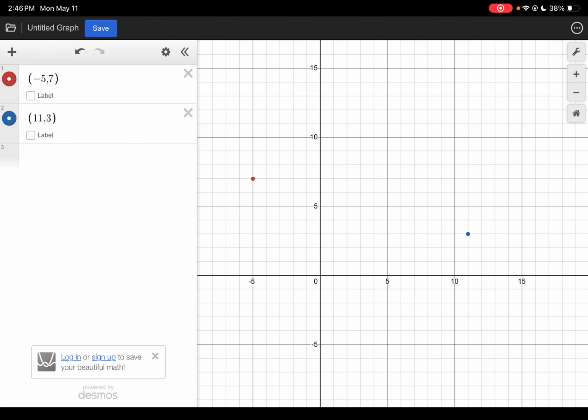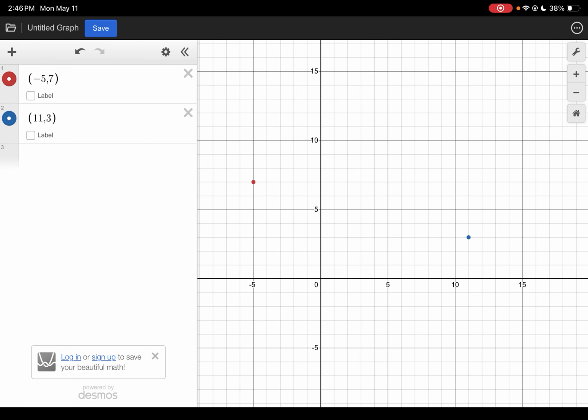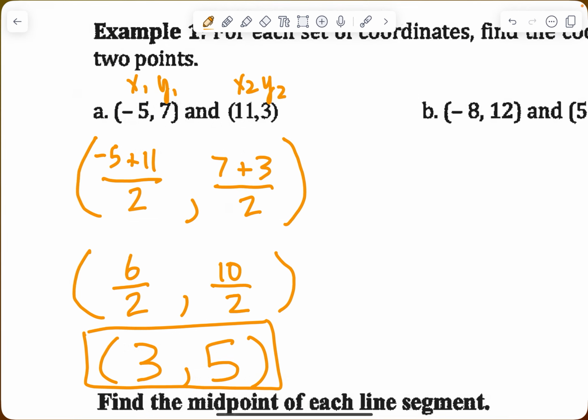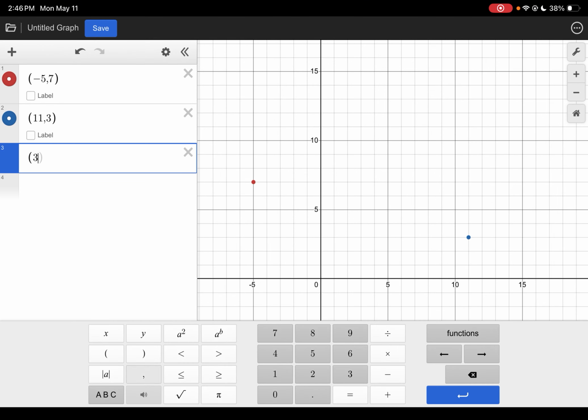I have an idea that the point should be right in the middle here, around 2 and 5-ish, maybe 3 and 5-ish. So as I go through and do this, I can always just check 3, 5. This point, if it's a midpoint, should be smack dab in the middle, and boom, look, it is. It is awesome.